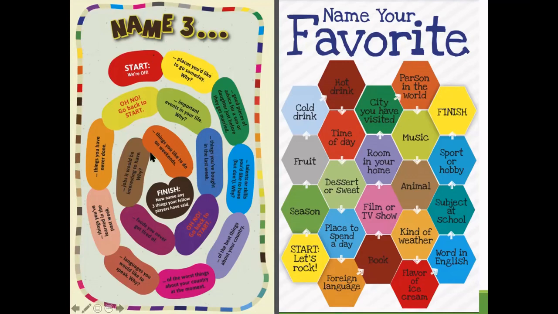Here we have name 3. These look like hot dogs to me, but I'm not sure that they're supposed to be hot dogs. The first number I got is a 6. So 1, 2, 3, 4, 5, 6. And I have to read that. Name 3 languages you would like to speak and why. Vietnamese, of course. It's my mother tongue. Okay, I would like to speak Japanese.